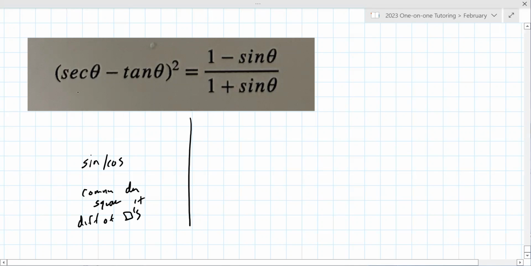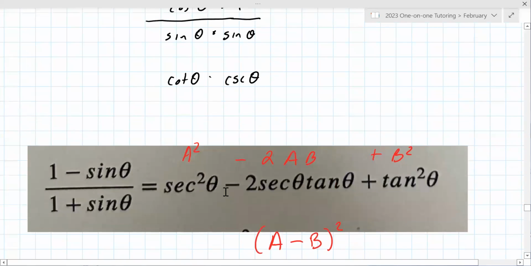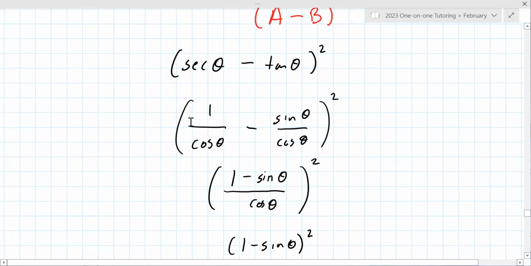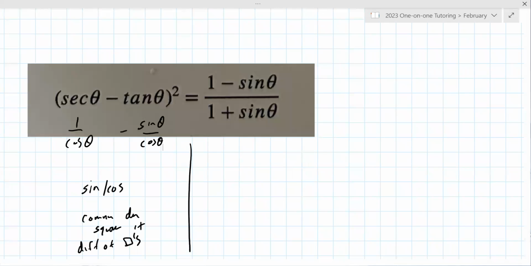So this will be 1 over cosine theta, sine over cosine theta. You make your common denominator, you square them, and then you're going to use difference of squares and you'll get a cancellation. This one's almost identical to what we did here. All right, next one up.